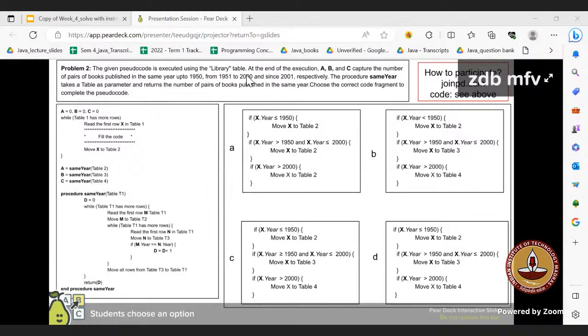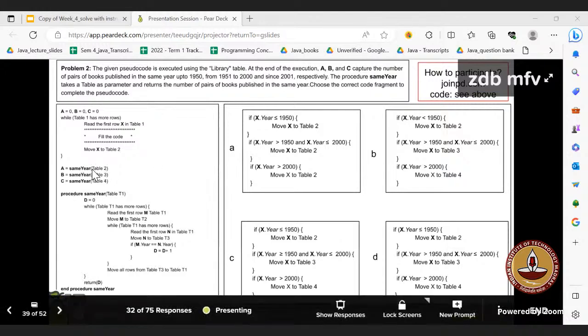Okay. Now, what is your doubt? Ma'am, as you have said, table 2 will contain books up to 1950 and subsequently B and C also. And ma'am, why are we comparing the table 2 variable M with the table 3 variable N? No, that we are not doing. We are passing to the procedure same year only table 2, that means the books published only up to 1950. Inside the procedure same year, what are we doing?